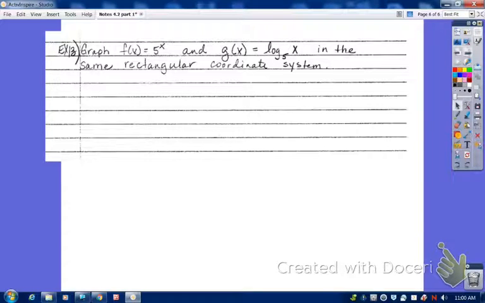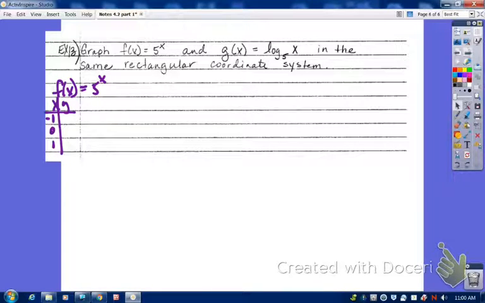13 says graph f of x equals 5 to the x, which is an exponential graph, and then graph g of x equals log base 5 of x, which is a log graph, so these should be inverses in the same rectangular coordinate. So f of x equals 5 to the x. Y'all did this yesterday or today. Make a little t-chart for this one. Let's just do -1, 0, and 1. I think we have the idea of what exponential graphs look like.